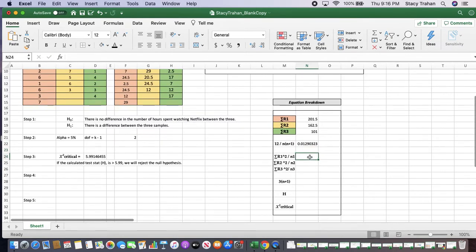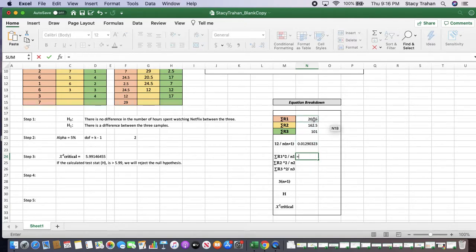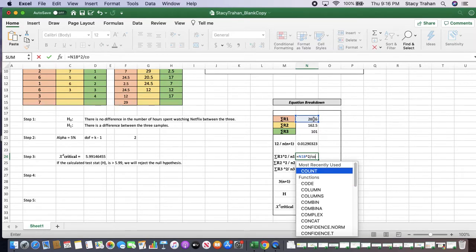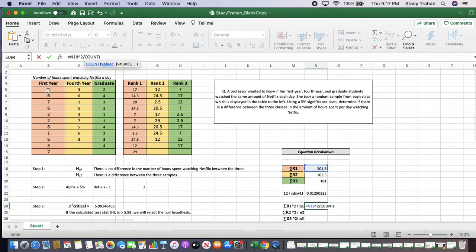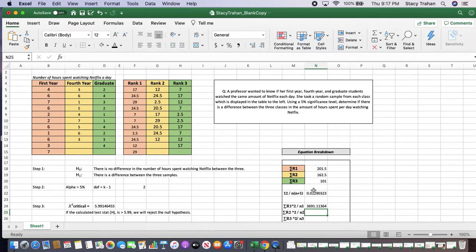Next, we are going to take the sum of our first sample's ranks, to the power of 2, divided by n1. So n1 is going to be the count from this guy to this guy. That leaves no room for error for counting, so we're just going to repeat through for the fourth years and the graduates now.